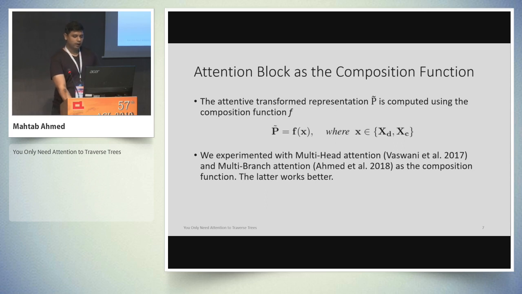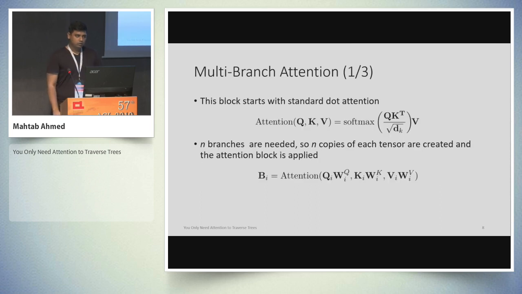As this function f, we explored the multi-head attention block and the multi-branch attention block. However, the multi-branch attention block actually worked better when we did the experiments. So how does this multi-branch attention actually work? You start with the standard dot-product attention, where you have softmax over QK transpose times V. Here Q, K and V are going to be the same for a subtree, because we hypothesize that a subtree is going to attend to itself.